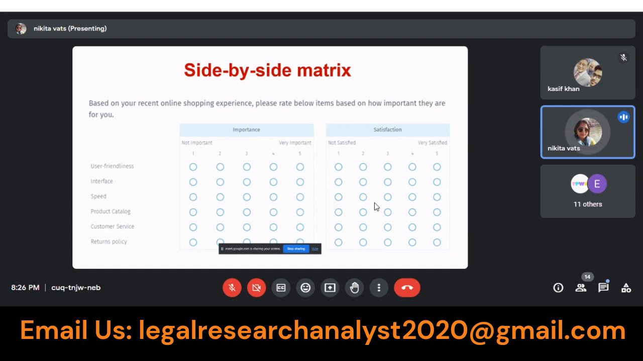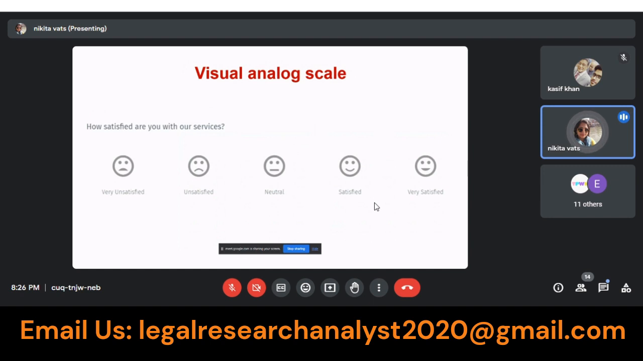Now this is a side by side matrix. It's the same, just a better version of the earlier one. Now, this is interesting because I've seen a lot of researchers adding visual analogs these days into their study. So they use this. Have you seen this earlier? Yes, ma'am. Right. So if you are satisfied, there is a happy face. All this is done to make people answer your questions, you're basically convincing people to please answer the question so that you get your data. That is why all this is done.